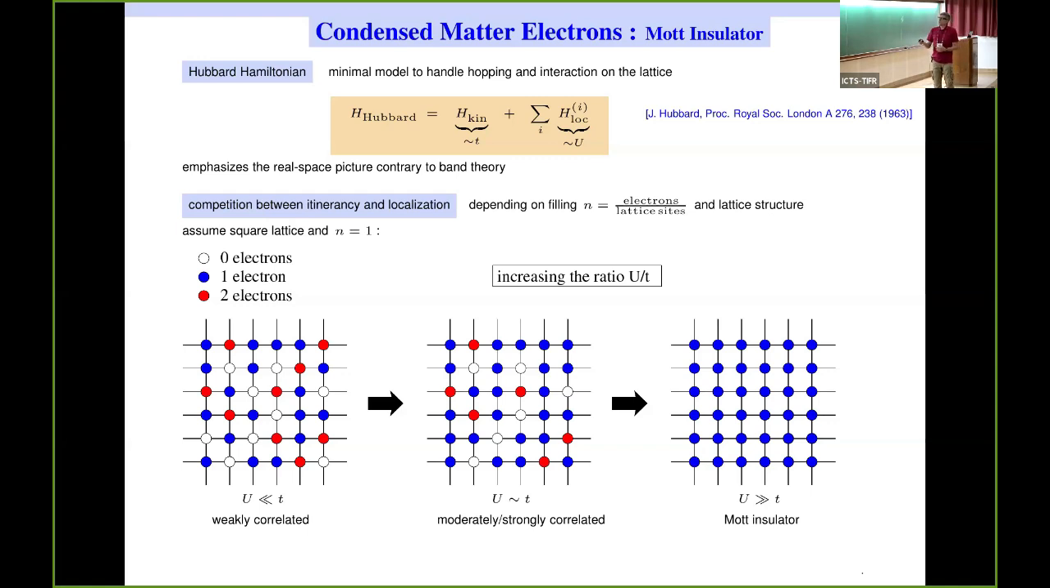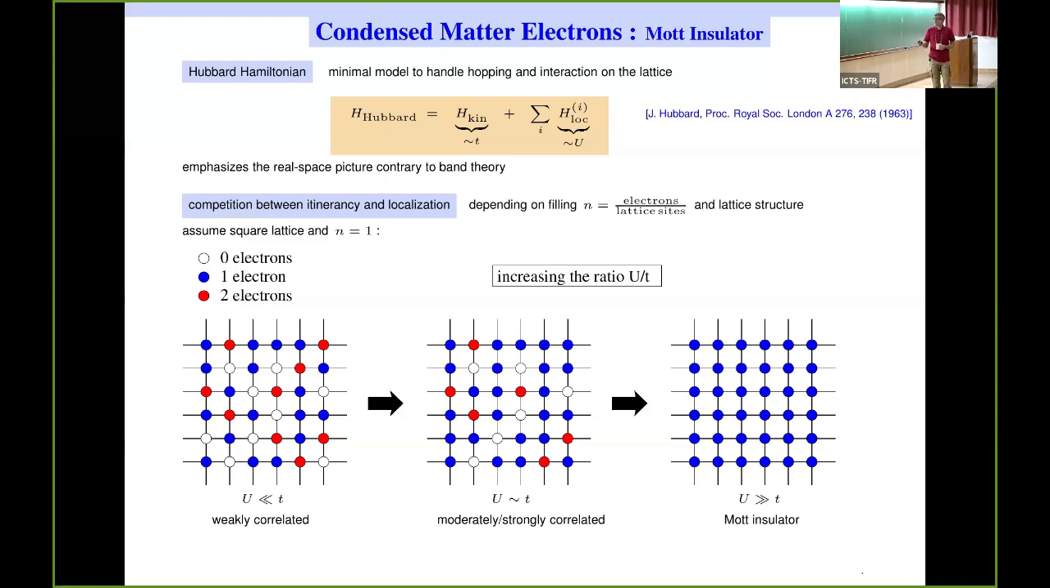The other extreme regime is that you have U much larger than T. But importantly, T still has to be alive. If T is dead, if there's no T, then you would just have isolated atoms, which would be very simple. But you have to have the connection between the lattice sites. And then, thinking very pictorially, because of this interaction, which we will write down more clearly later, there is a penalty, as we have seen in the H2 problem, of having 2 electrons on the same site.